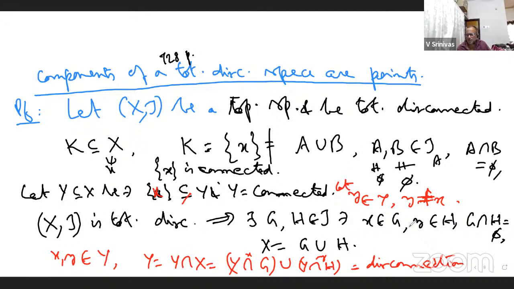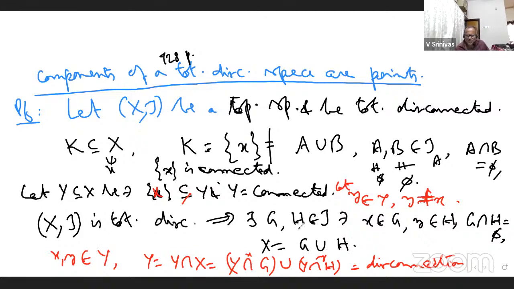Okay, so G and H are open, and they are disjoint, and they form a disconnection for capital X. Now, your Y is contained in capital X. So Y is equal to Y intersection X, and X is this one. So if you intersect this with capital Y on both sides, Y intersection this is Y intersection G union Y intersection H, right?